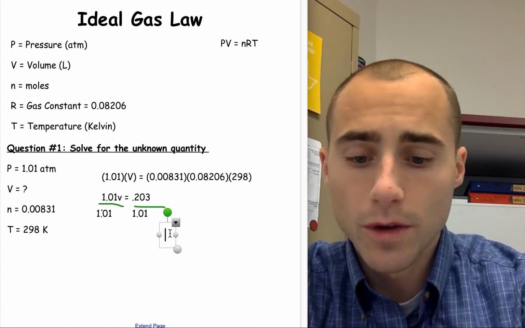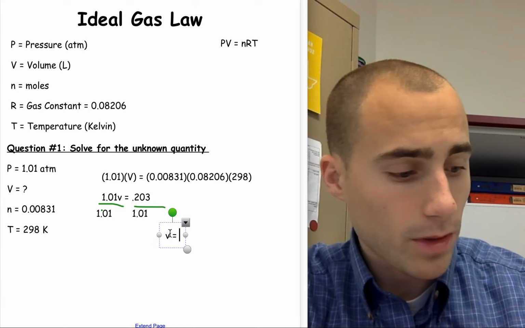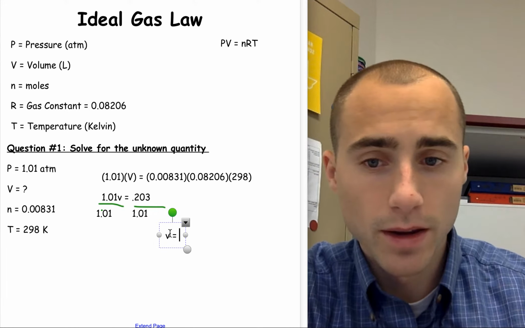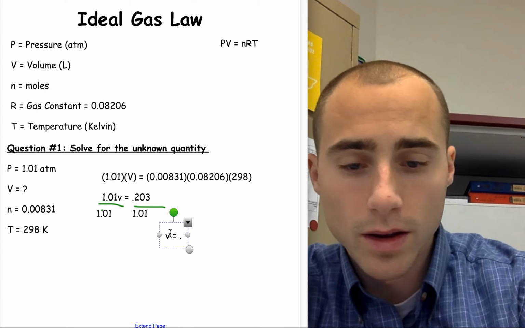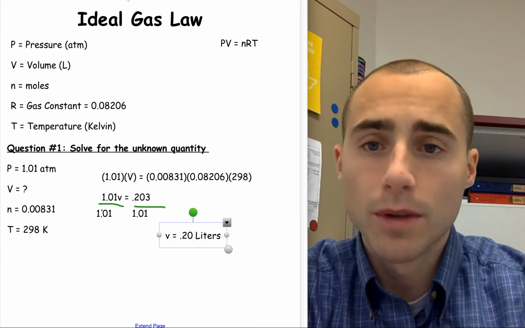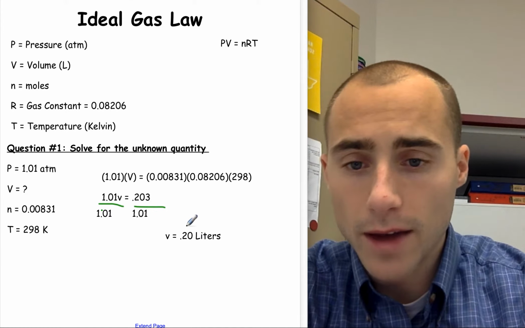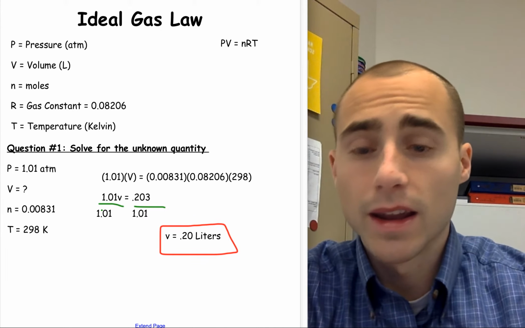So the volume you should have gotten for this question, 0.203 divided by 1.01, should end up with 0.20 liters. Volume is always going to be measured in liters, and so that should be the final answer you got for this. If you didn't get it right, go back, recheck it, and attempt again.